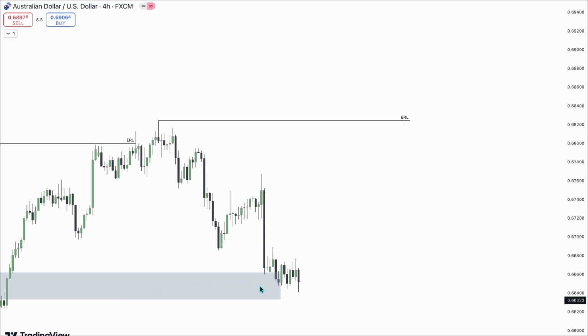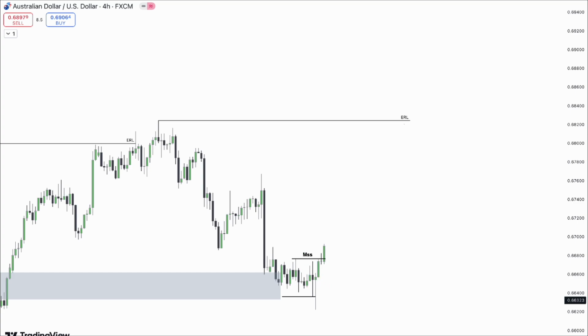We are now in our zone and want to look for a market structure shift or a change in the state of delivery to confirm higher prices. Here, you can see the market runs through these lows and closes above them. So now, we wait for a market structure shift to the upside.